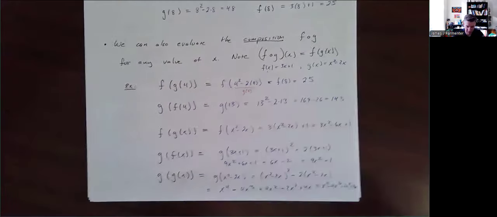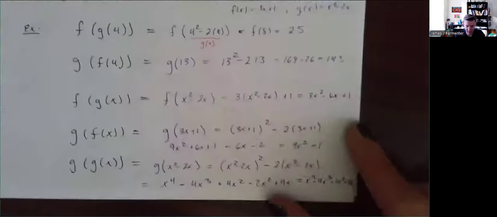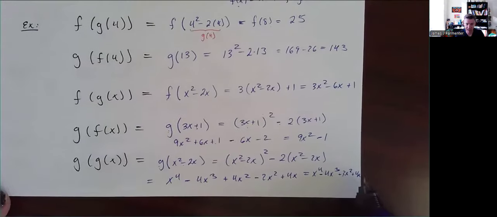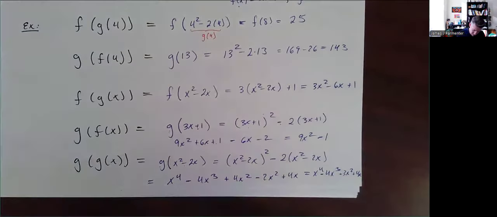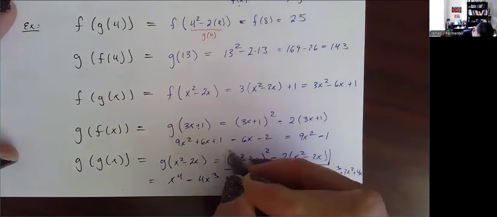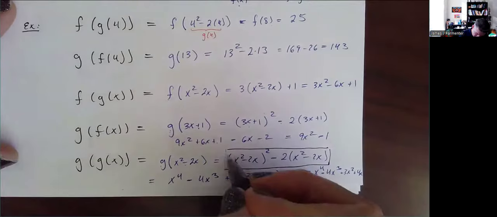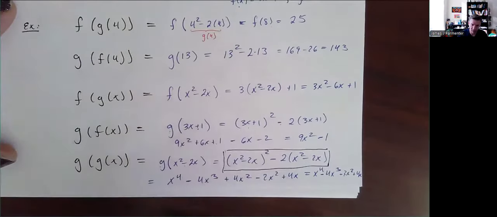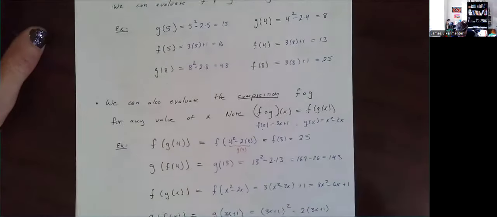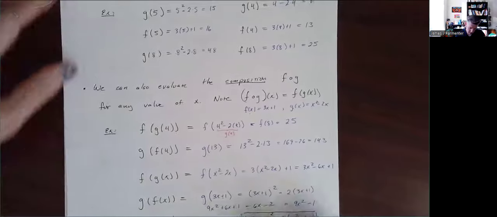Let me zoom in real quick so you can all see that. That was x to the fourth minus 4x cubed plus 2x squared plus 4x. But again, it's more important to be able to get to just this first stage right here, where you're just inputting the inside function to the outside function. Zoom back out. Okay, let me make sure my camera angle is good here. There we go. Okay, next page.